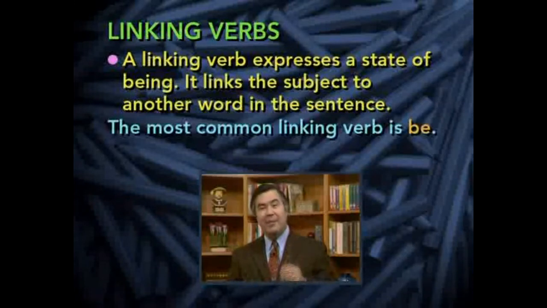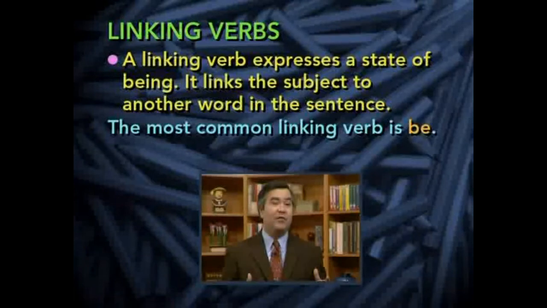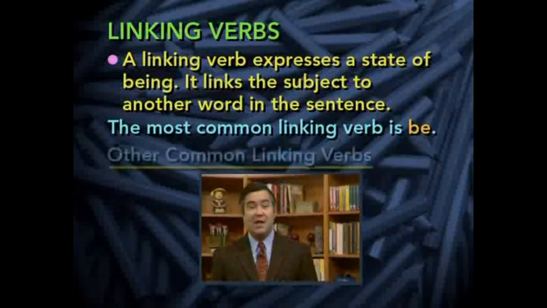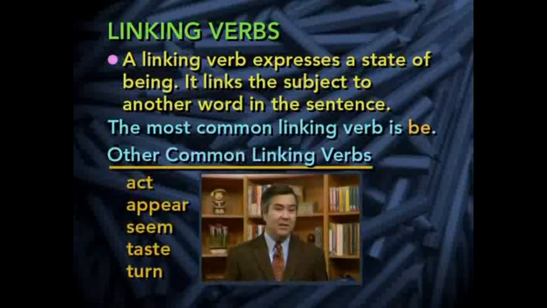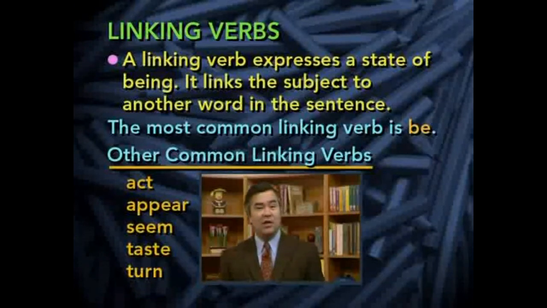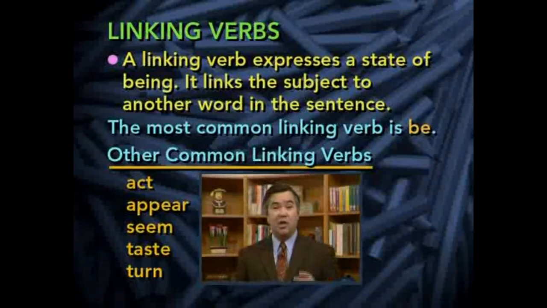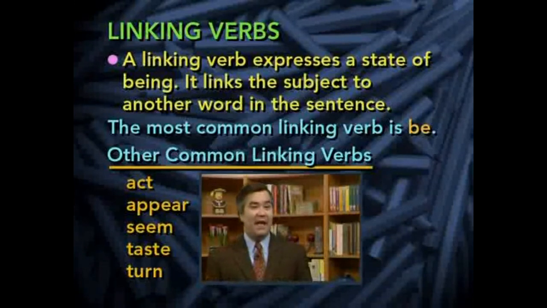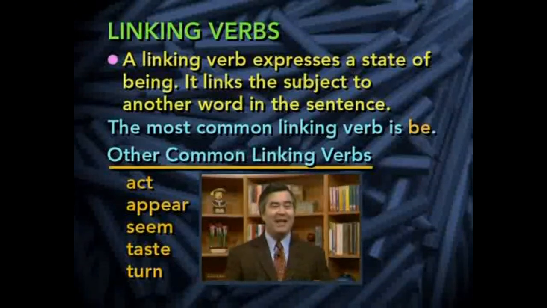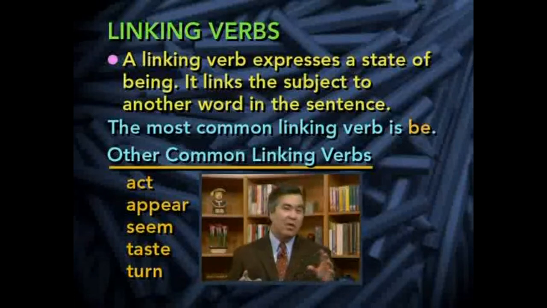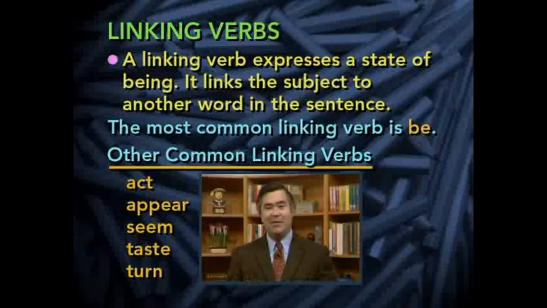The most common linking verb is be, and the word be in many different forms is found in lots of sentences. Some other common linking verbs are act, appear, seem, taste, and turn. And there are quite a few others. You can recognize a linking verb by the fact that what follows the linking verb and the subject of the linking verb are in some way the same. The linking verb is called a linking verb because it links those two things and in some way equates them or tells us that they are one and the same thing.